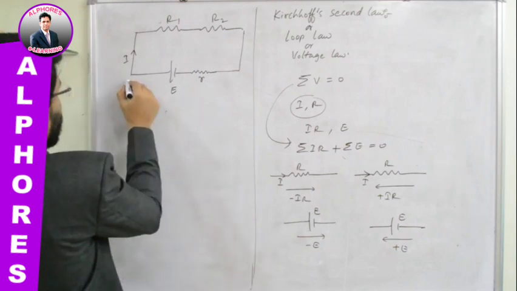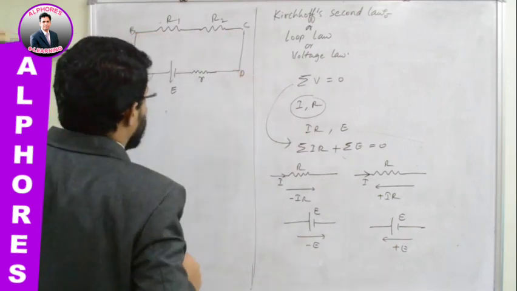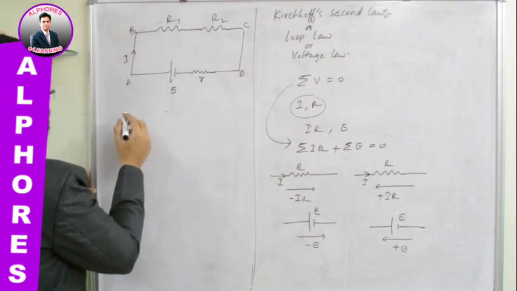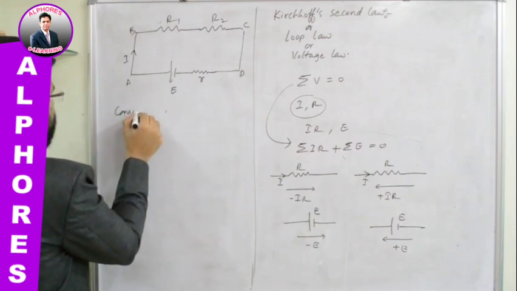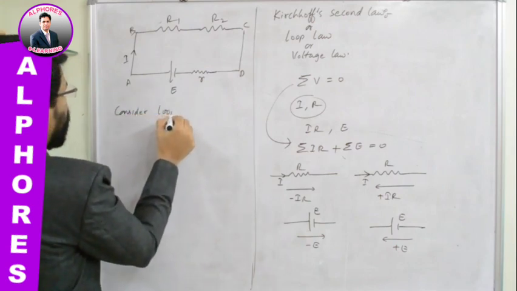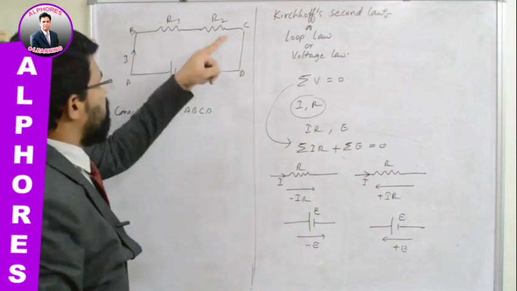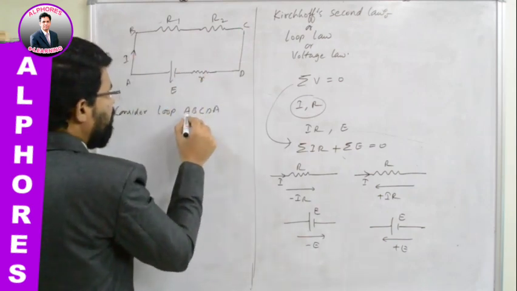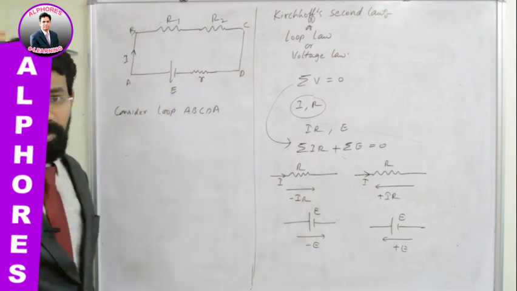Now, A, B, C, D. Here, what is a loop? Consider loop A, B, C, D. A, B, C, D is not a loop. Loop in the sense you have to close it. Again you have to come back to A. A, B, C, D, A. In the sense you have considered one loop.